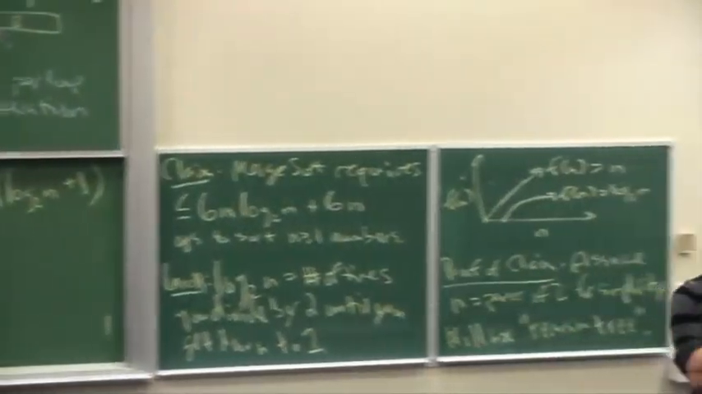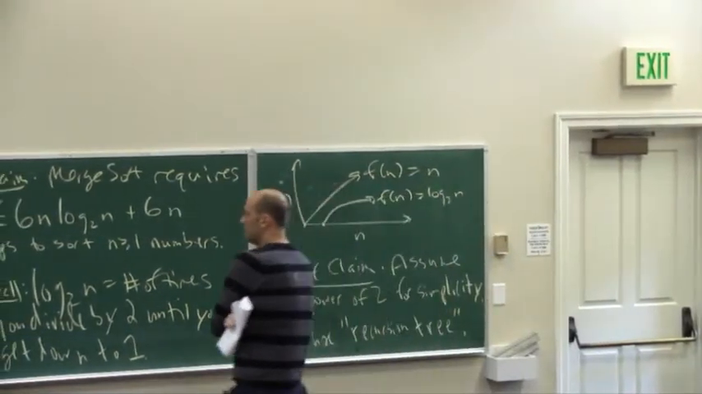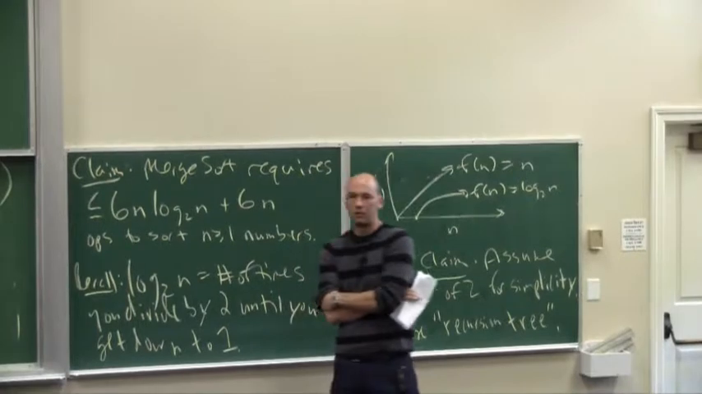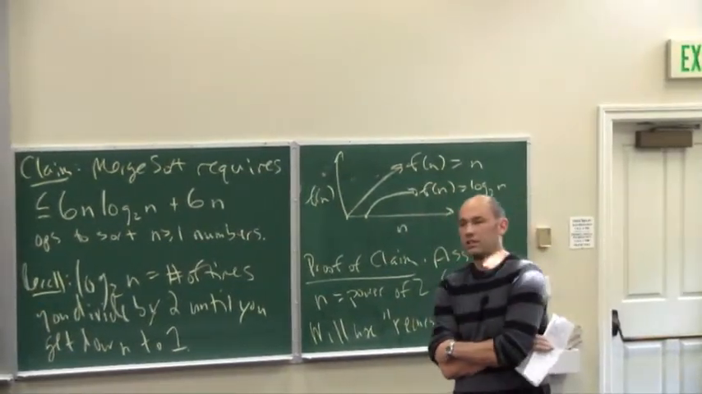As I promised you, we'll do a much more general version of this recursion tree argument on Tuesday. It's something called the master method, and I'll show you some more applications, including to integer multiplication. Questions about this analysis, about this proof?